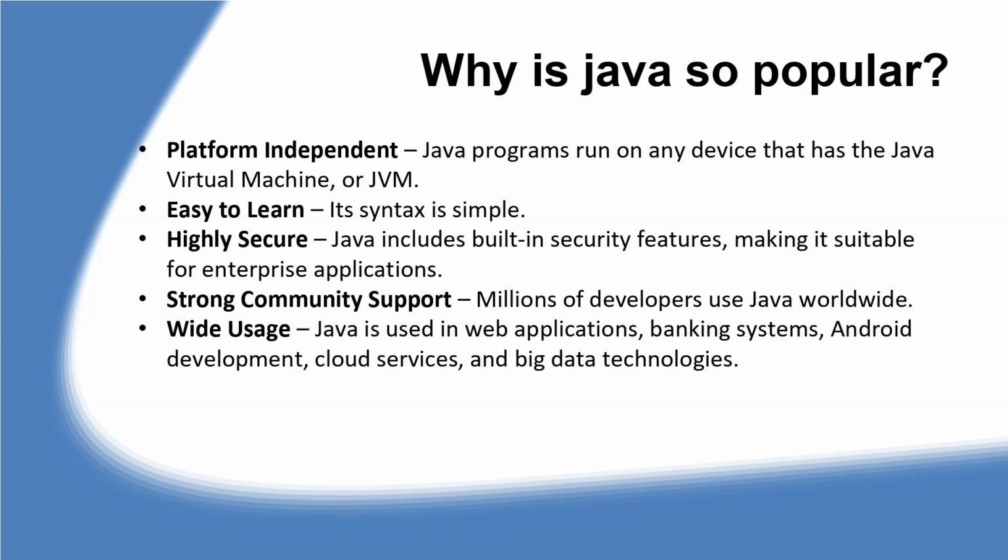Java provides high performance with the help of JIT compilation. We call it as just-in-time compilation. Java delivers good performance. And also Java supports multi-threading, allowing multiple tasks to run simultaneously. That we call it as multi-threading.